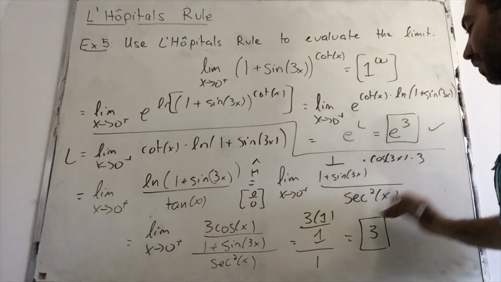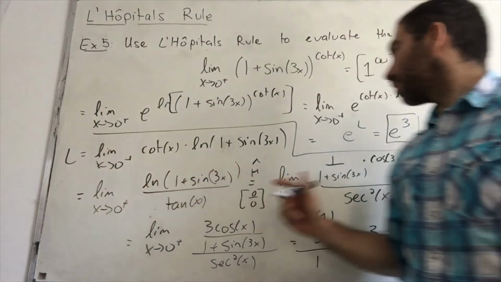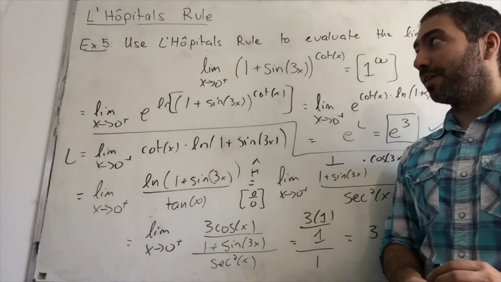This is the final answer. I'm not going to circle this. I don't want you to think this is the answer. This is the answer for L, so the final answer is e to the exponent 3.